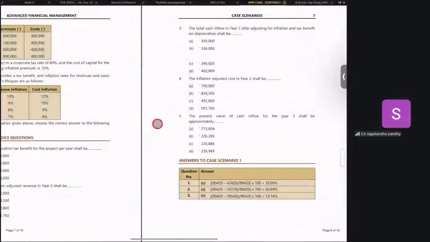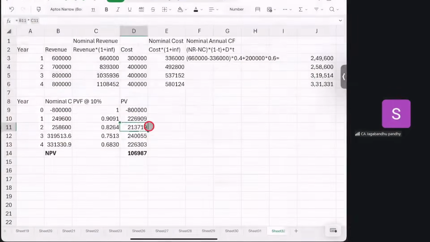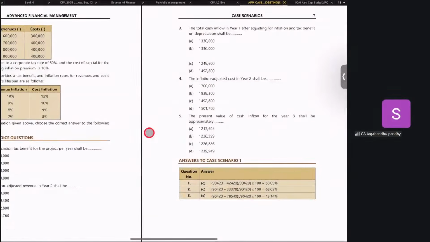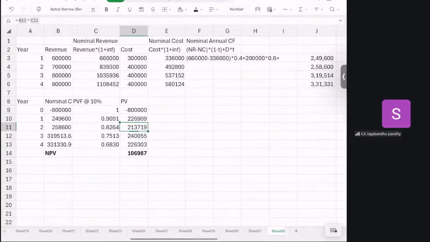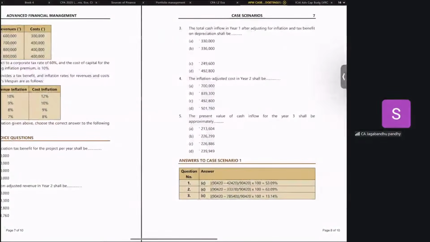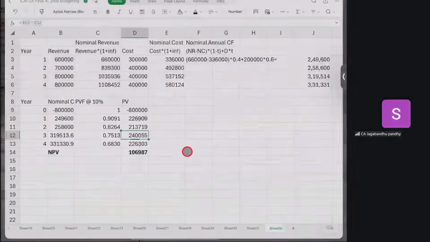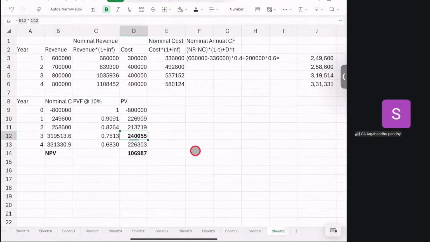Since you have taken up to full decimal, there may be some discrepancy, but yes, option A is accurate for the fifth question. Sir, that is for year 2, no? For year 3, it is 239,949. We are getting it as 2,40,000. Yes, so option C.